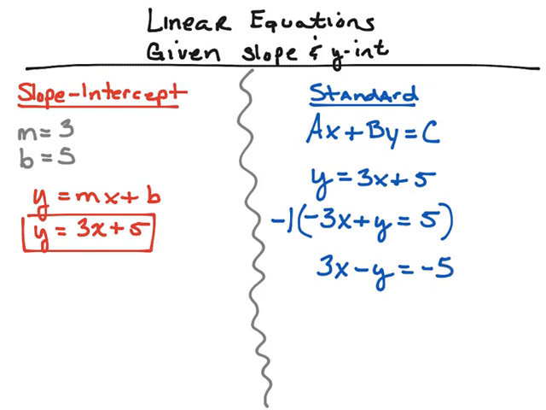So notice I have x and y on the same side of the equation. I also have no fractions. I also have a positive value in front of the x. Therefore, I meet all the requirements of a standard form. So this right here is our standard form given the slope 3 and the y-intercept 5. So again, this is our standard form. This one is our slope-intercept form.